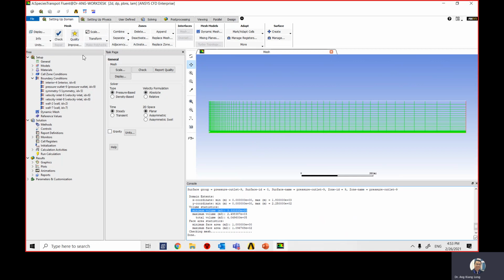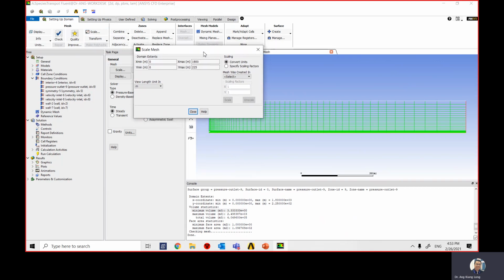All right. Then we need to set up this file. We need to scale this file into the unit of mm. As you can see here, it is in meter. So we need to scale our drawing according to the unit that we use, in meter. This file was created in mm, so we need to make sure that we scale it correctly. So what you do is go to setup domain, mesh, and scale.